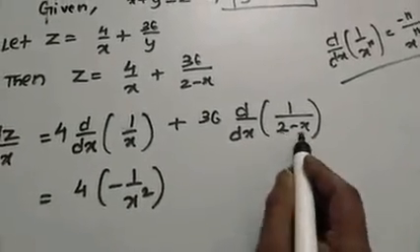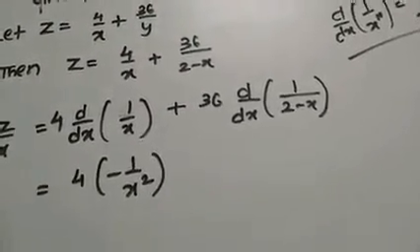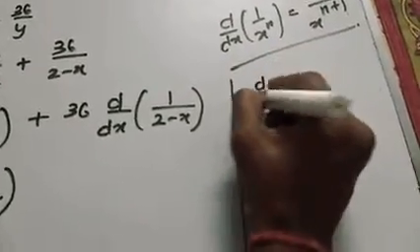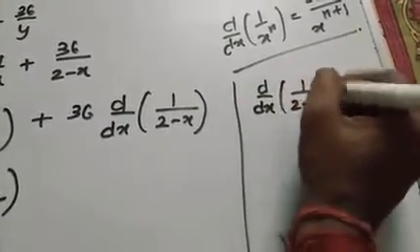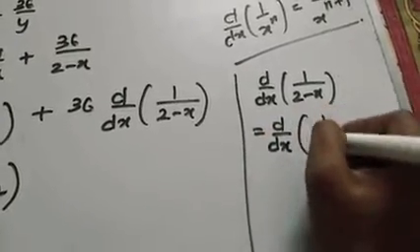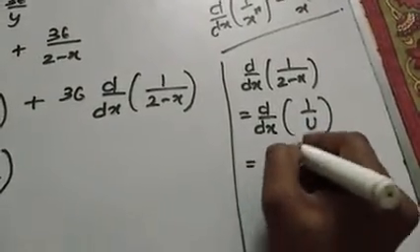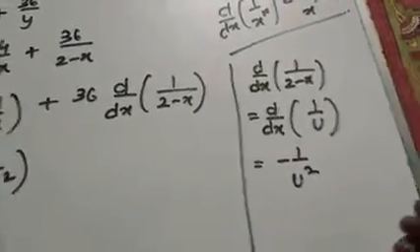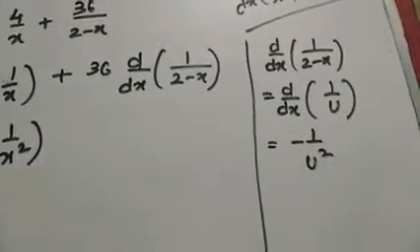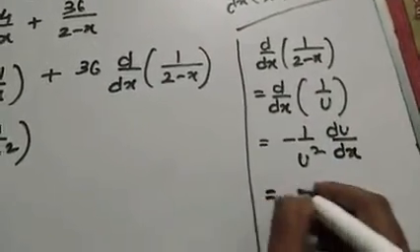Now here with 2 minus x, we have done this type of question using the chain rule. Just for your simplicity, I am doing it once. We have to find d/dx of 1 by 2 minus x. I am assuming 2 minus x as u. So d/dx of 1 by u, by using this particular formula, will be minus 1 by u square, similar to the 1 by x derivative, but this is u and that was x. So by chain rule, we further differentiate.